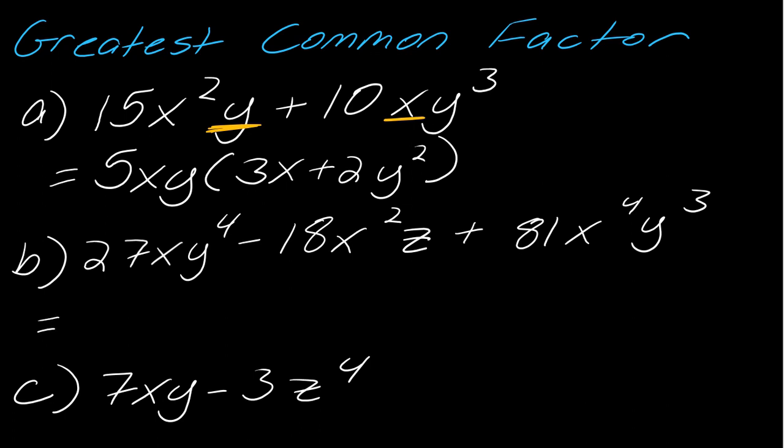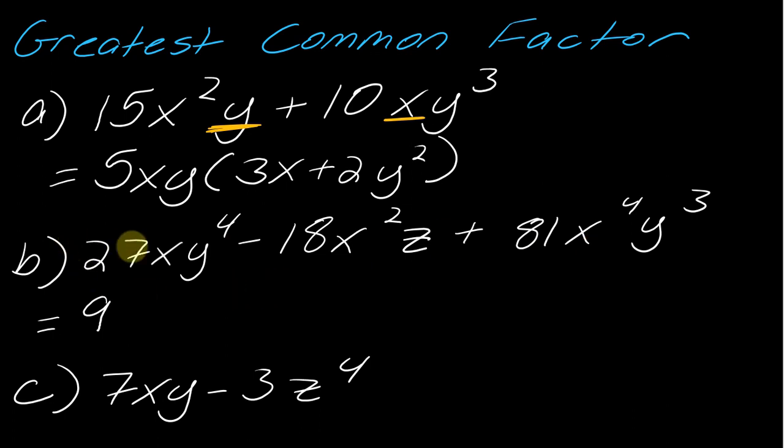Okay, so going on to B. Again, consider pausing and trying these. So now I notice that 9 divides the 3 numbers. So I will factor out a 9. Now I have to be careful here. So this is xy to the 4th, x squared z, and then x to the 4th, y to the 3rd. So y and z do not appear in all of the terms. Only the x part does. So I cannot factor out the y or the z. It's got to be in all terms for it to be the greatest common factor.